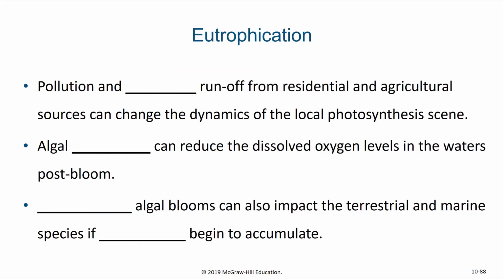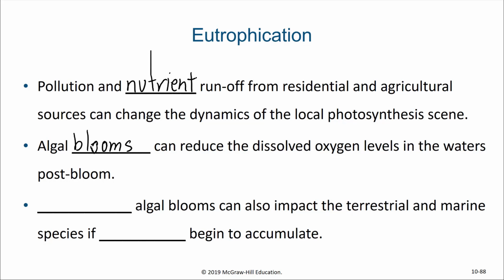Another environmental problem that humans cause to estuaries is that of eutrophication, or excessive nutrients being added to this environment. Pollution and nutrient runoff from residential and agricultural sources can change the dynamics of the local photosynthesis scene, and this can take estuaries out of their regular balance.